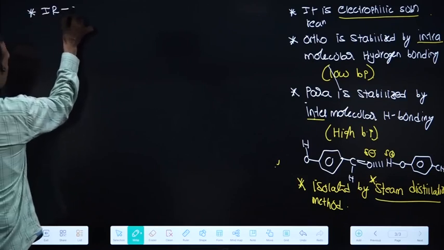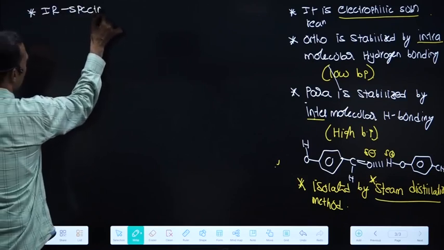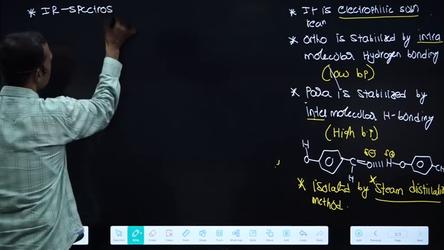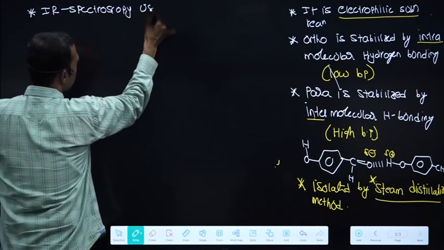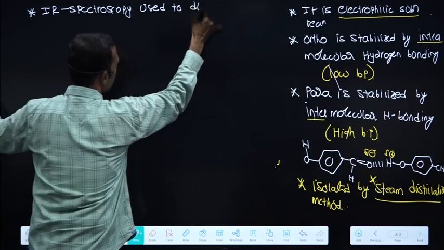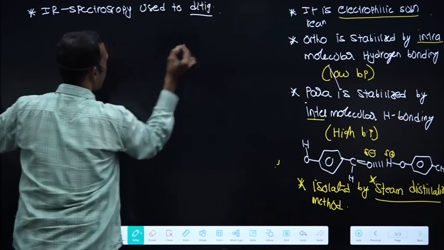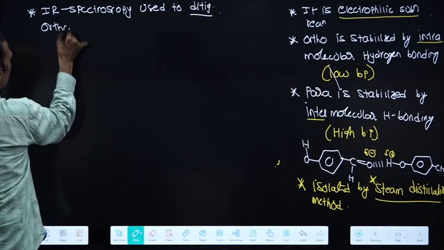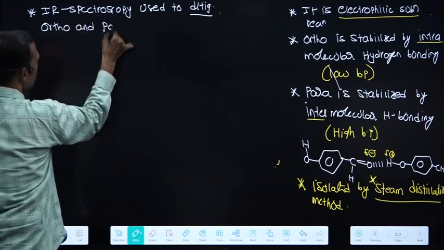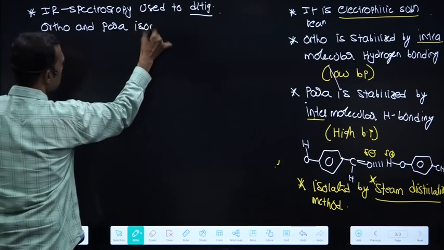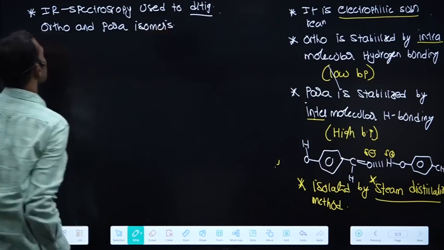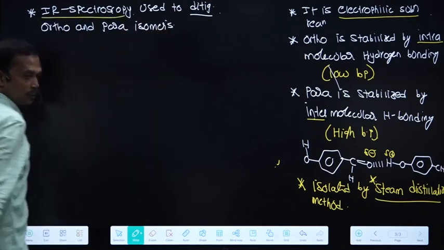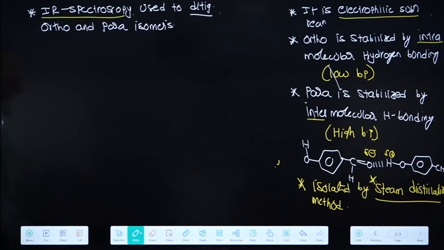Now, one more thing: spectroscopy. IR spectroscopy is used to distinguish ortho and para isomers. Ortho isomers and para isomers are identified by IR spectroscopy. Distinguish means separate. You can distinguish ortho and para isomers by IR spectroscopy.